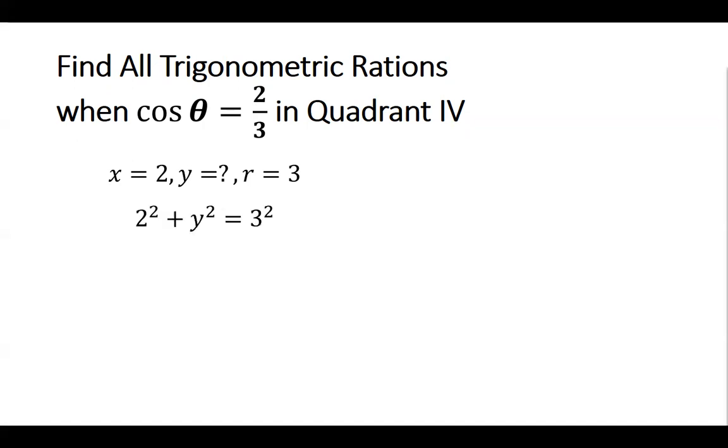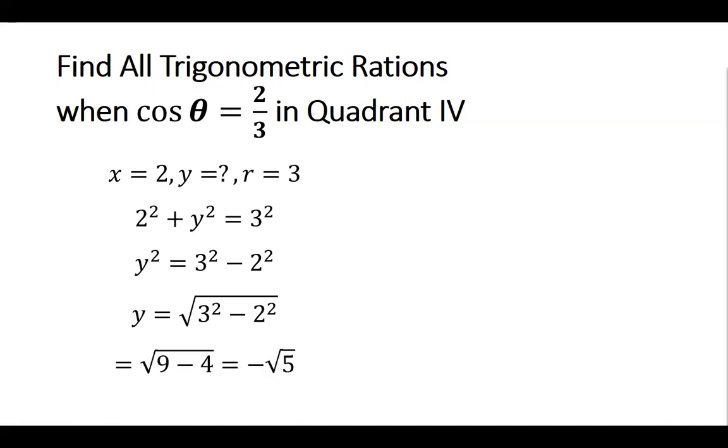So Pythagorean theorem, 2 squared plus Y squared is equal to 3 squared. Trying to get Y by itself, so Y squared is equal to 3 squared minus 2 squared. Y is equal to the square root of 3 squared minus 2 squared. So that's the square root of 9 minus 4, which is the square root of 5.